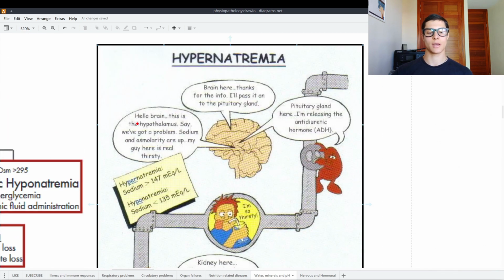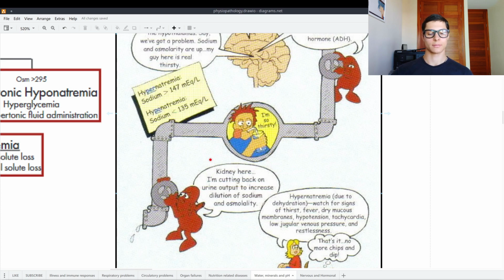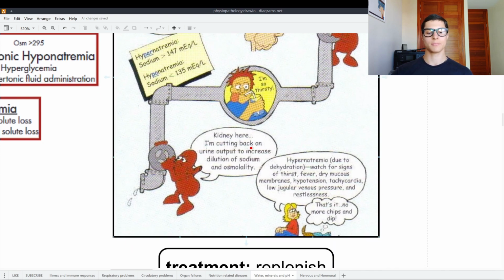Hello brain, this is the hypothalamus. Say we've got a problem. Sodium and osmolarity are up. My guy here is really thirsty. Brain here, thanks for the info. I will pass it on to the pituitary gland. Pituitary gland here. I'm releasing the antidiuretic hormone, the ADH. I'm so thirsty. And then kidney here. I'm cutting back on urine output to increase dilution of sodium and osmolarity.